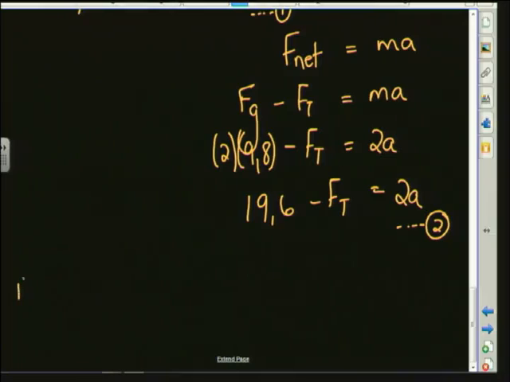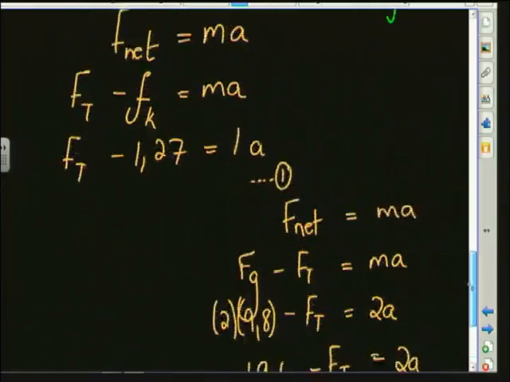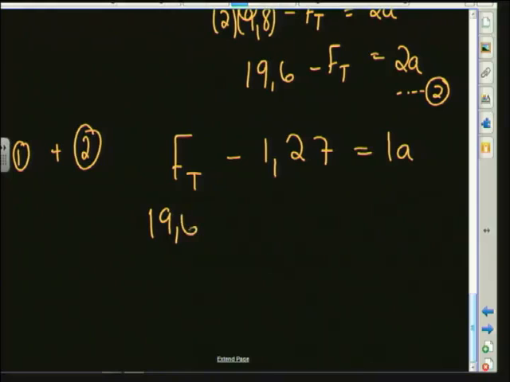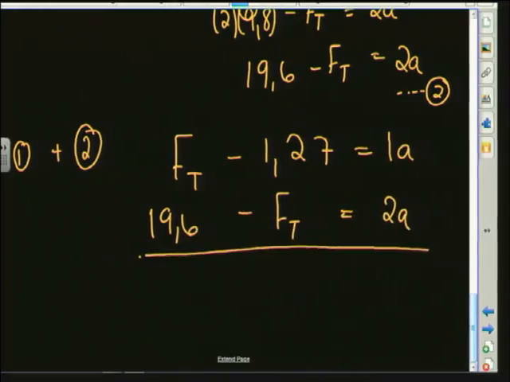Okay, so what we're going to do is take the first equation we set up and add it to the second equation. So the first equation was Ft minus the 1,27 equals 1a. And the second, 19,6 minus Ft equals 2a. Now we're going to add them together. The reason why I do this is if I've set up the equations correctly, Ft cancels because I have Ft minus Ft. As soon as they cancel, I know my equations are set up correctly.